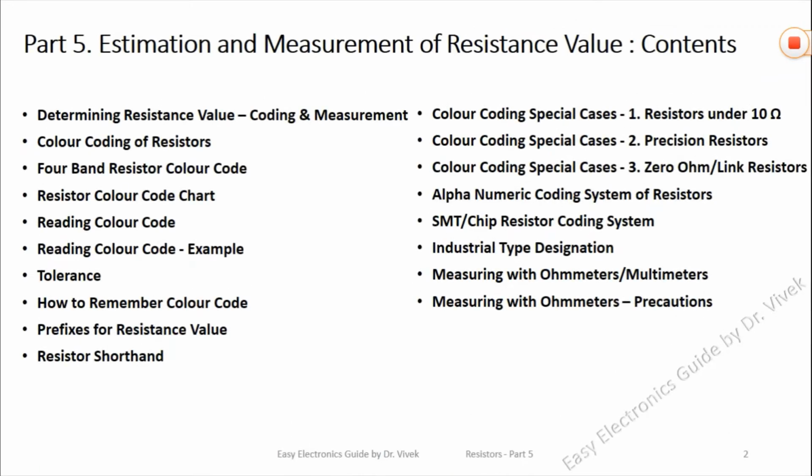The topics for discussion in part 5 are color coding of resistors, 4-band resistor color code, resistor color code chart, reading color code, the tolerance concept, how to remember the color code, prefixes for resistance value, resistor shorthand, color coding of resistors under 10 ohm, color coding of precision resistors, color coding of 0 ohm resistors, alphanumeric coding system of resistors, chip resistor coding system, industrial type designation, measuring with ohm meters, precautions in measuring with ohm meters.